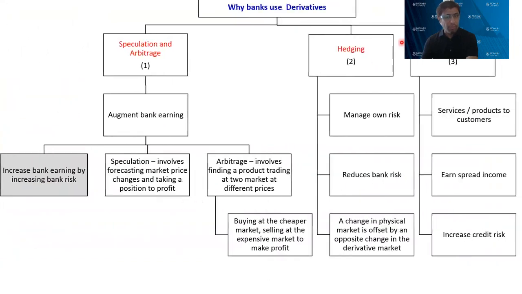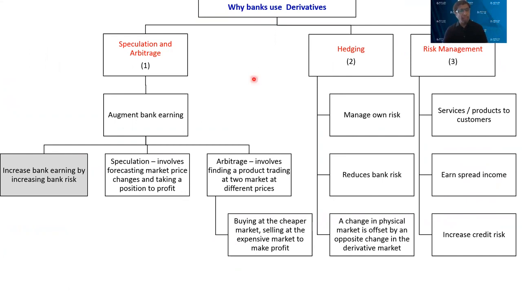Now let me talk here about why banks actually do derivatives. They do it for speculation and arbitraging, where there is no physical position in the market. You just speculate on the prices and go on those contracts, and it's a huge business.